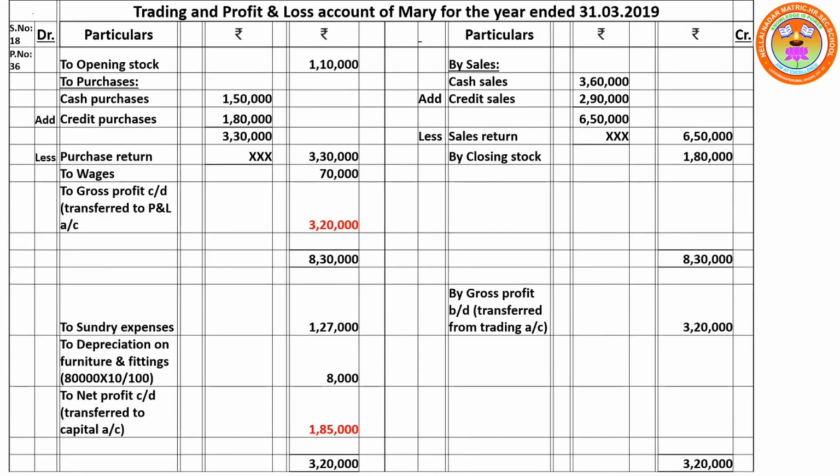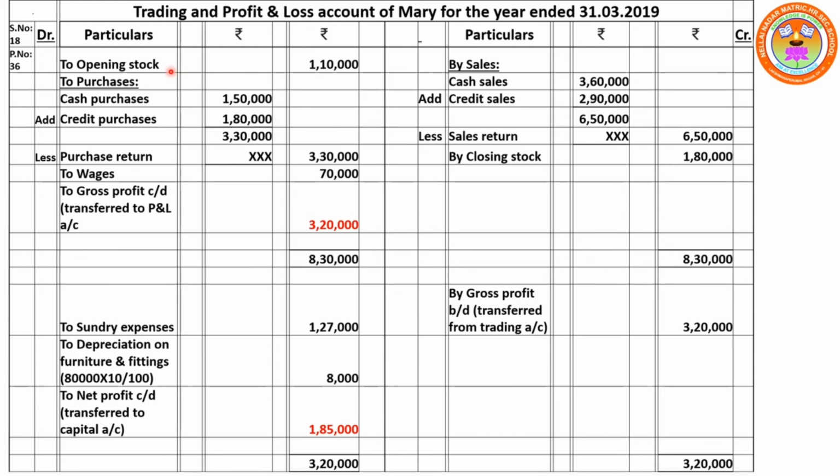Then write the heading: Final Accounts, Trading and Profit and Loss Account of Mary for the year ended 31st March 2019. So debit side, credit side. Start with the word 'To opening stock'. Look at the question. The two date details are given, no other information. The first date details denote the opening stock of goods, opening value 1,10,000. So after writing opening stock, the next item is purchases.